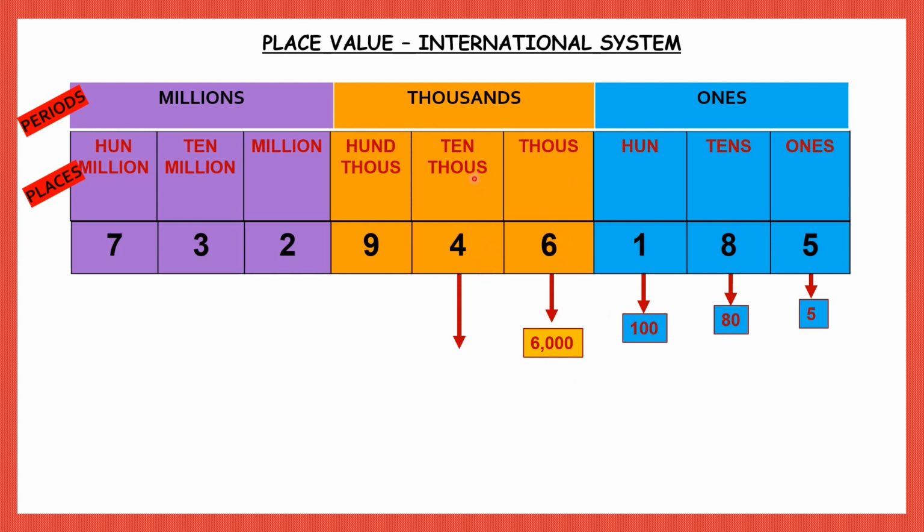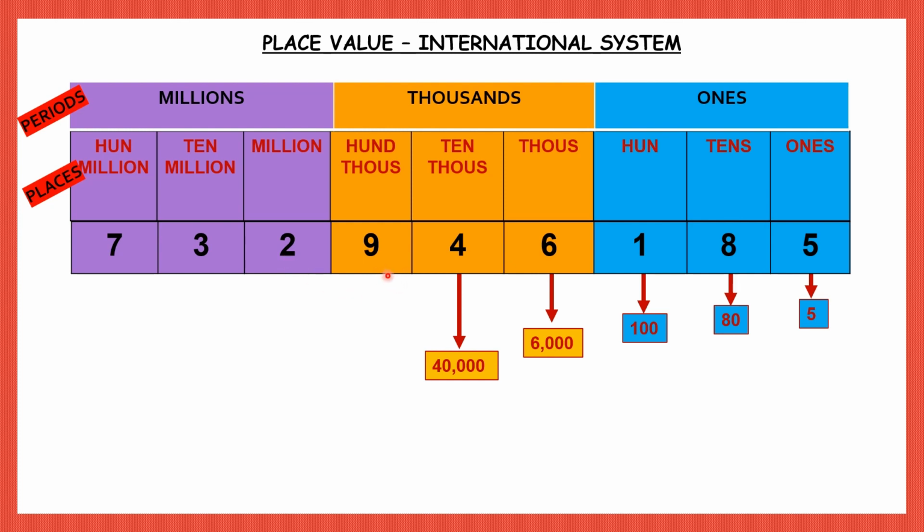Then we have 4. 4 is in the 10,000s place. So 4 into 10,000 will be 40,000. Now till here it's the same as the Indian system. So Indian system and international system are the same for 5 digits. After that it starts changing.